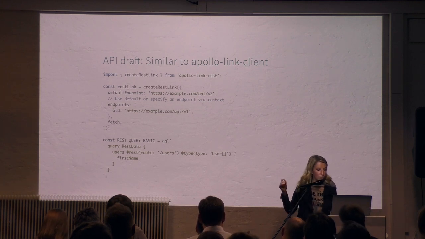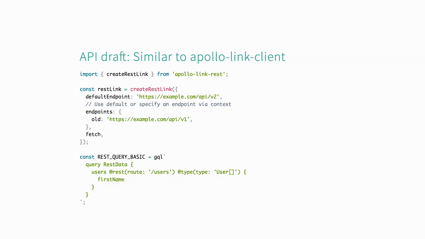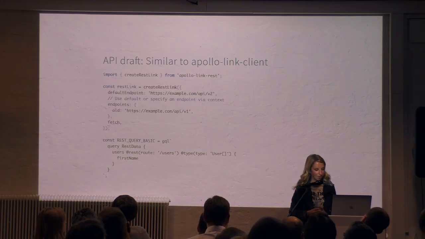And then when you want to query that data in your application, you're just going to use the at REST directive, specify an endpoint, and then the at type. We were maybe playing around with some sort of type checking involved, because I haven't mentioned that part yet since we haven't gotten to it. But yeah, it should be really exciting. We're hoping to be able to somehow type check the results coming back from that REST endpoint.